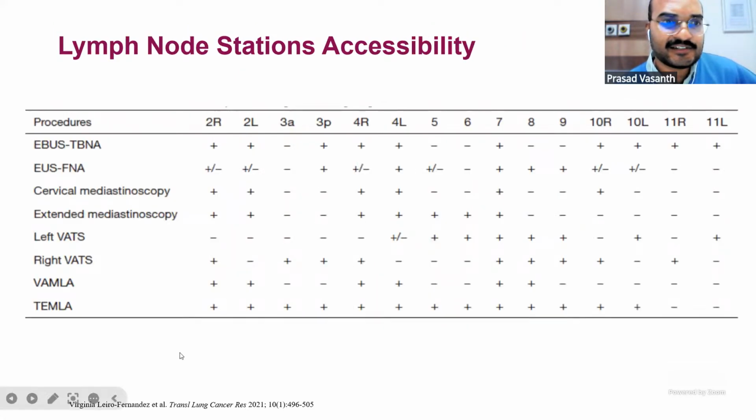So this is the chart showing the accessibility of various lymph node stations by various procedures. As we can see here, the surgical approaches have the highest accessibility, and the accessibility with EBUS is also comparable with the surgical approaches.